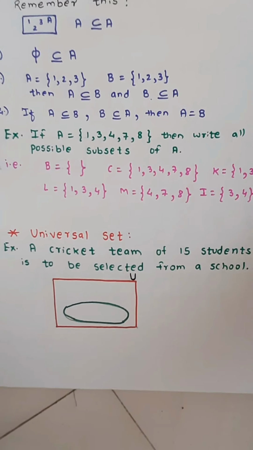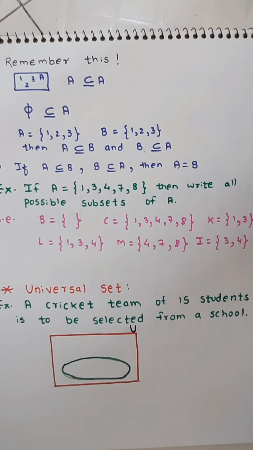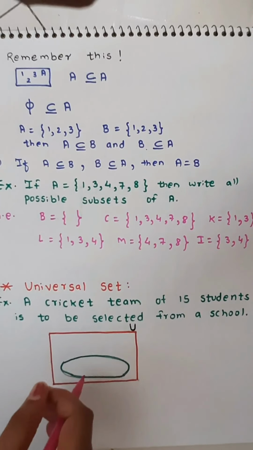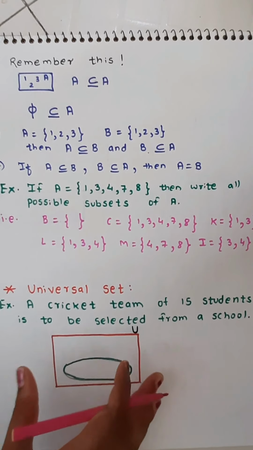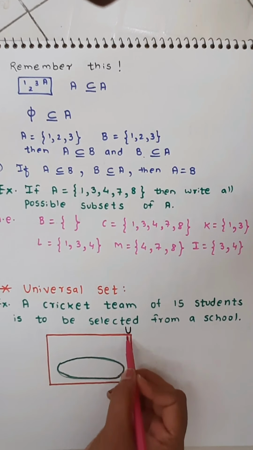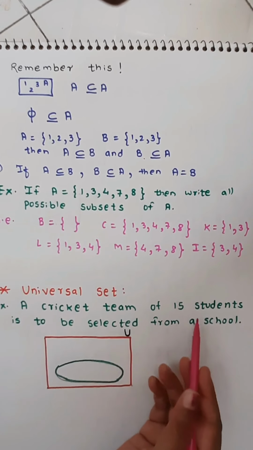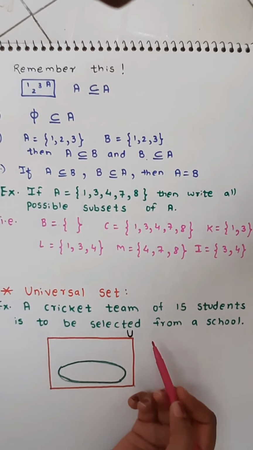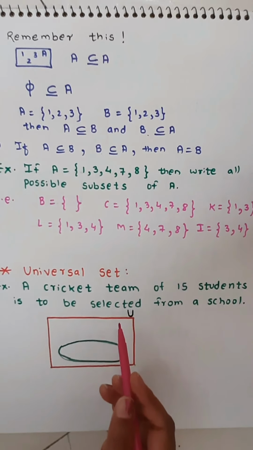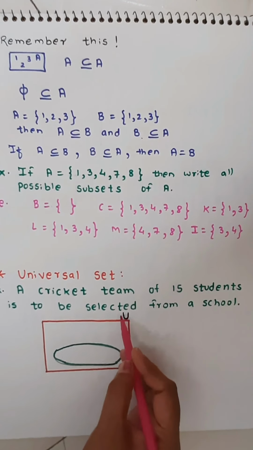Next topic is universal set. Okay, next is universal set. Okay, so now think of a bigger set which will include all the given sets. So that set which includes all the given sets is called a universal set, generally denoted by the letter U. Example given is a cricket team of 15 students is to be selected from a school. Now a cricket team has to be selected of 15 students only. Okay, so generally U means universal set.